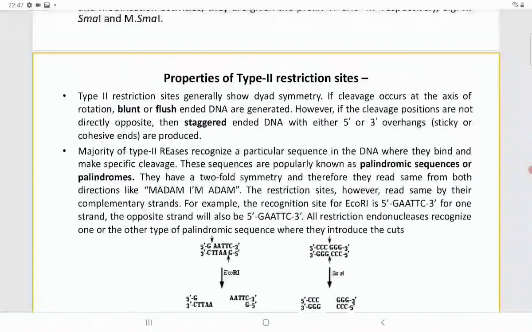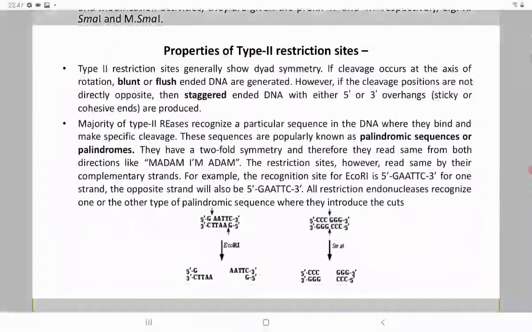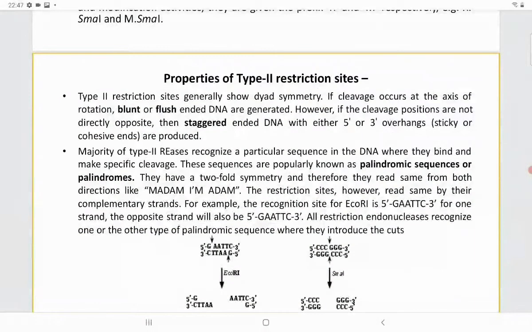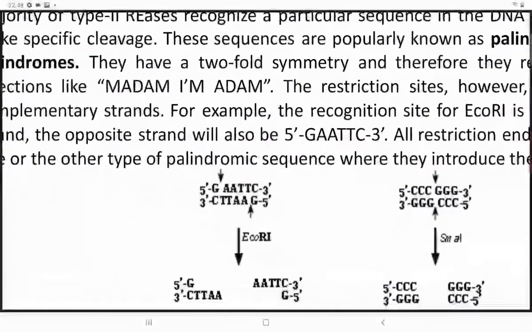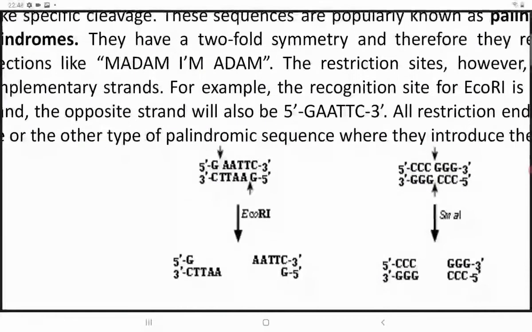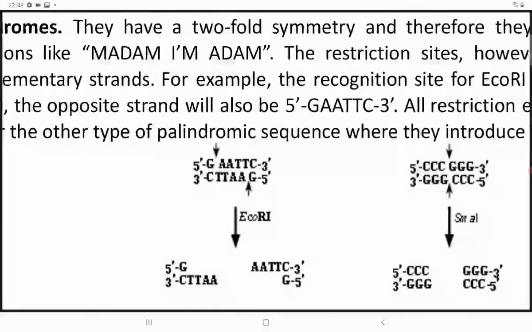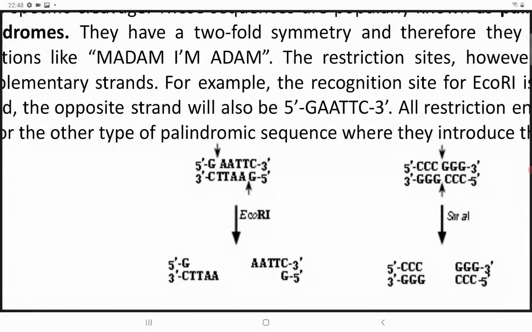Now talking about the properties of type 2 restriction sites, these are the sites where the restriction digestion will take place. Type 2 restriction sites generate symmetry. However, if the cleavage positions are not directly opposite to each other, like in this one, here the cleavage positions are not opposite to each other. In that case, they will generate sticky ended or staggered cuts like this.